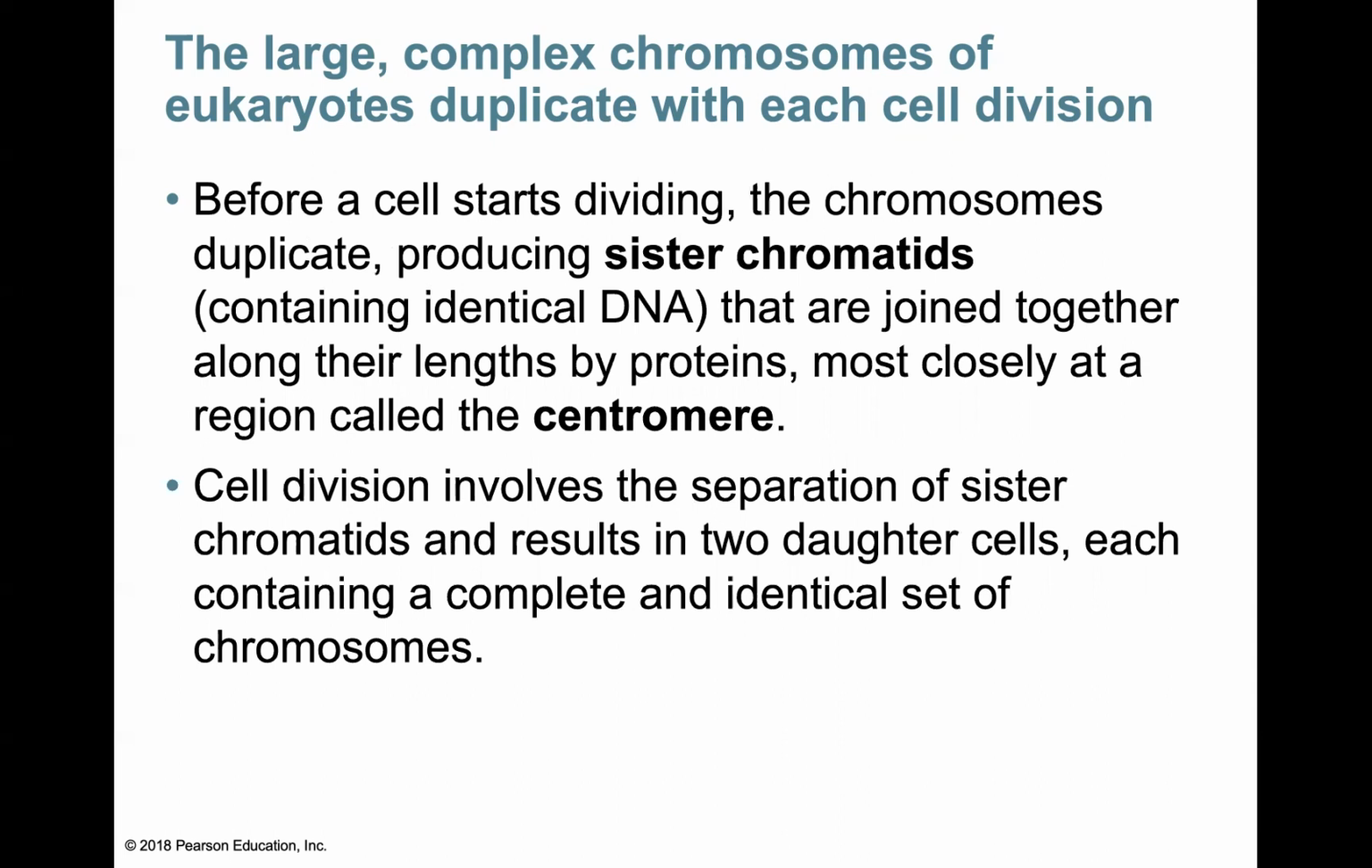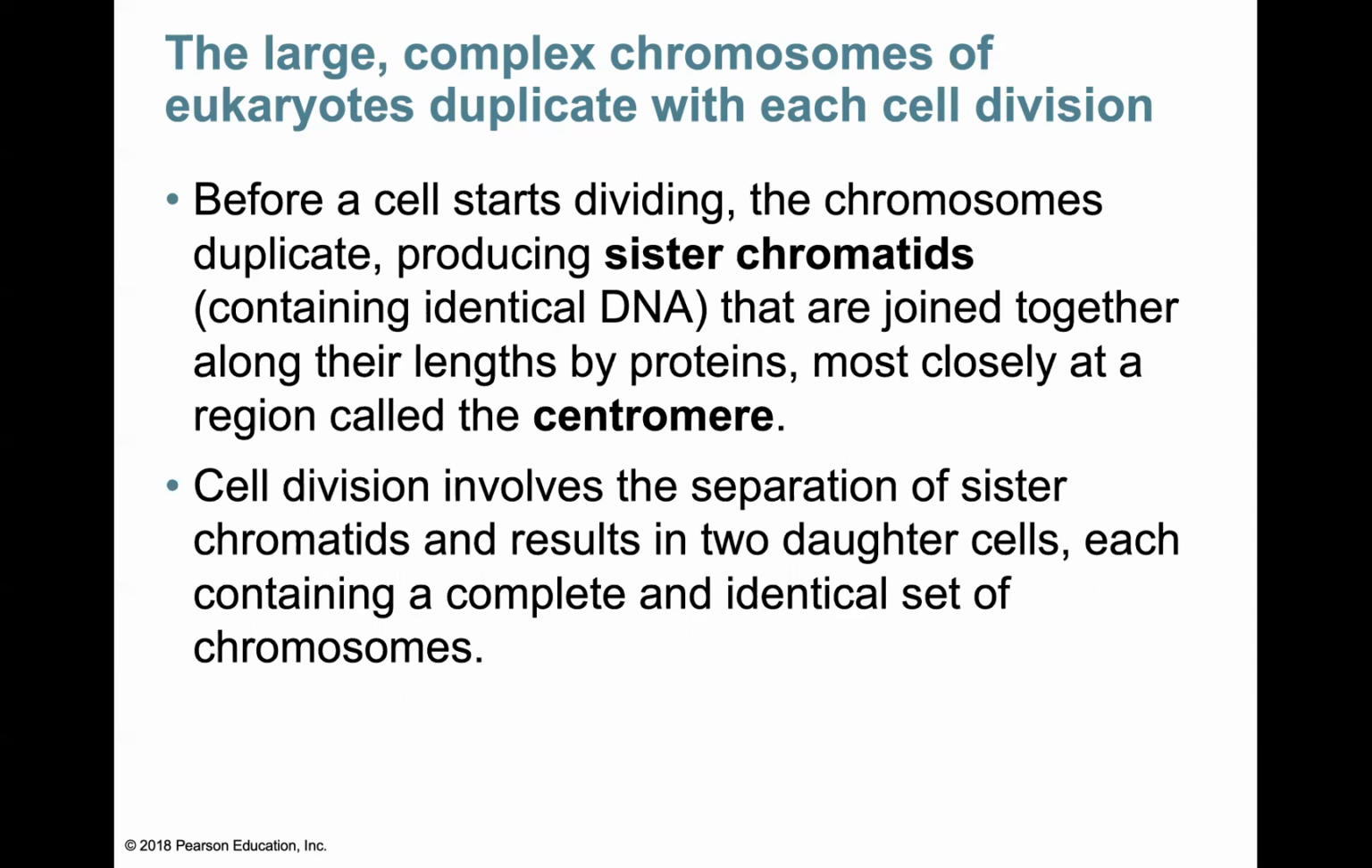We're bearing in mind that these sister chromatids contain identical DNA, all right? They're joined together along their lengths by proteins, most closely at the region in the center that we call a centromere. Okay, so you've probably seen an illustration of what a paired chromosome looks like. And so we have these two sister chromatids that are being held together at this centromere. All right, we have an illustration of that in the next slide or so.